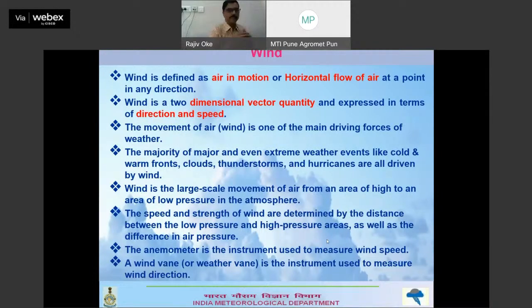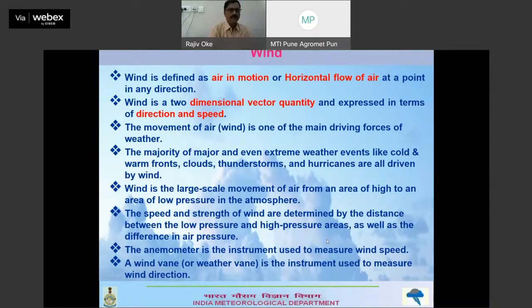Now coming, these are the basic things which I want to discuss. Now we are shifting to our main elements, parameters. The wind. Wind is one of the parameters. Wind is defined as the air in motion or horizontal flow of air at a point in any direction. Because air is always in motion, wind is a two-dimensional vector quantity, since it is expressed in terms of magnitude as well as direction.